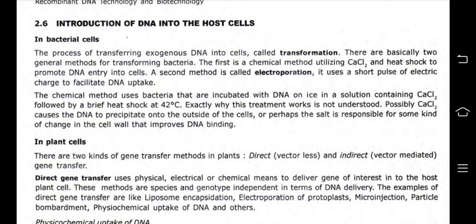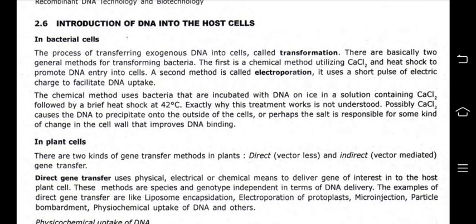So the first method of transformation is the chemical method. The next one is electroporation. The chemical method uses bacteria that are incubated with DNA on ice in a solution containing CaCl2, followed by a brief heat shock at 42 degrees Celsius. Exactly why this treatment works is not understood.